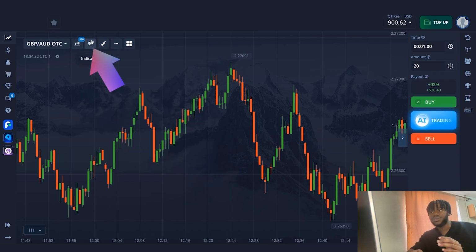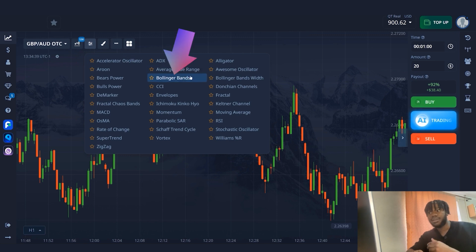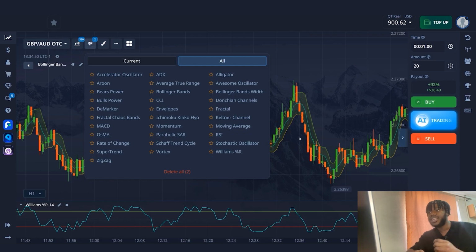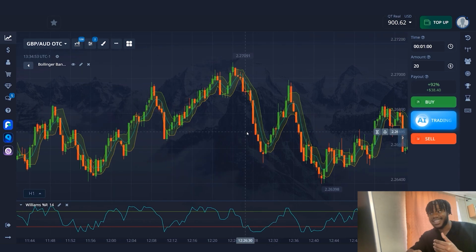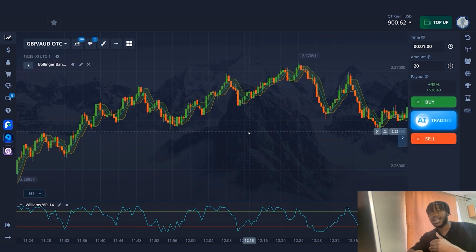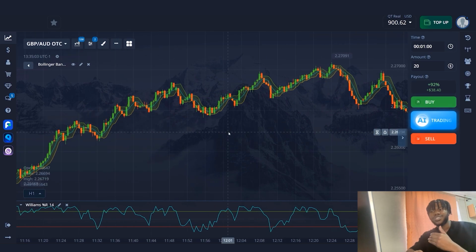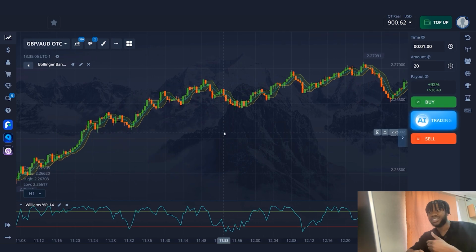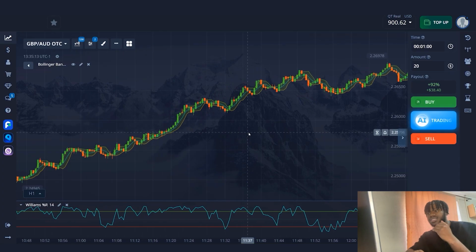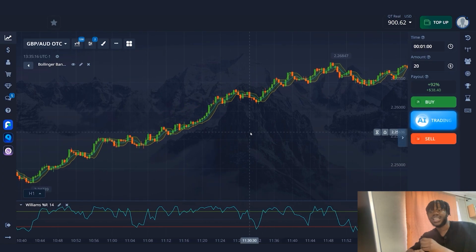Now, let's move on to the indicators. I'll need Bollinger Bands and Williams. I will leave the parameters of both indicators as standard. There is no need to change them. They are completely suitable for the settings I use. If you want to change the trade time or time frame, then you will have to change the settings. Remember that. Now, I'll start the session and you can clearly see the effectiveness of the strategy.